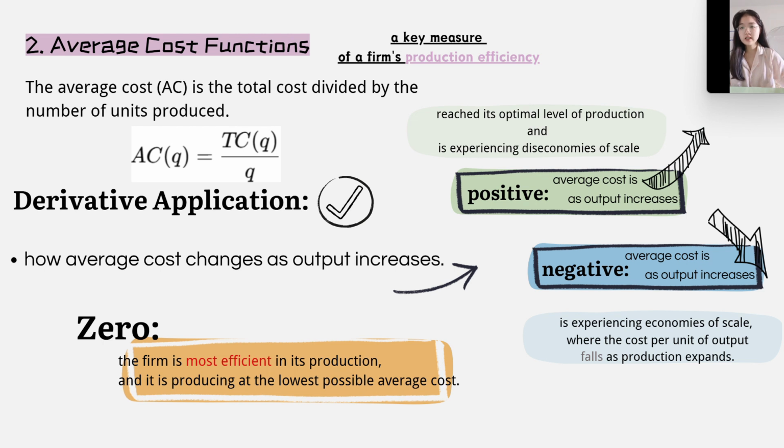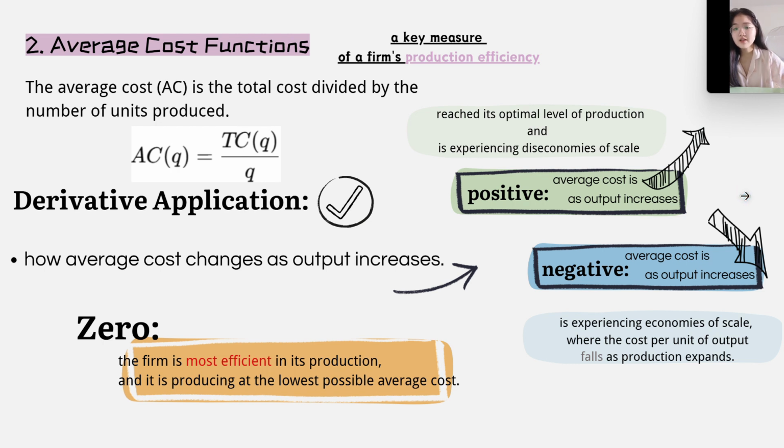The average cost, AC, is the total cost divided by the number of units produced. It can be written in this form. The derivative of the average cost function helps us understand how average cost changes as output increases. If the derivative is positive, it means the average cost is increasing as output increases. This typically happens after the firm has passed its optimal level of production. Otherwise, if the derivative is negative, it means the average cost is decreasing as output increases.